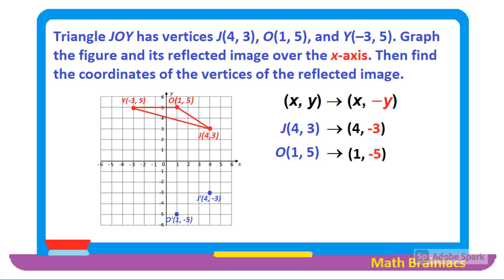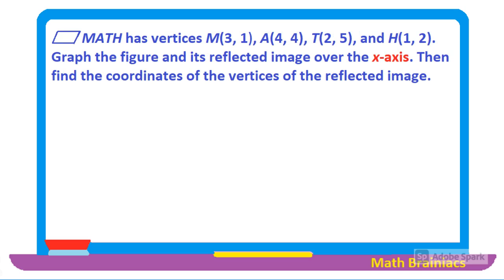Plotting the J' and O' on the coordinate plane, J' will become 4 and -3 and O' is 1 and -5. Point Y is -3 and 5. We're going to keep the -3 and take the opposite of 5, which is -5. And plotting it on the coordinate plane, when x is -3, y is -5. Connecting the points with the blue line, we have formed the reflected image over the x-axis of the red triangle, which is triangle JOY.